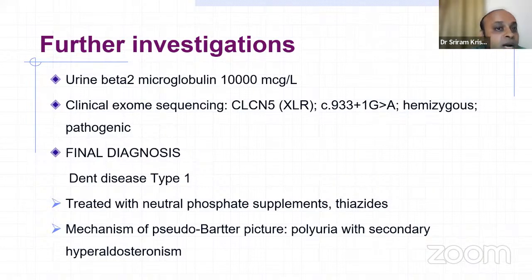So this is actually a pseudo Bartter. So beware, every hypokalemic metabolic alkalosis is not Bartter. Even if the blood pressure is low, there are many pseudo Bartter kind of conditions. And here what has actually happened is there was a so severe polyuria that it led to a secondary hyperaldosteronism mimicking a Bartter kind of picture.